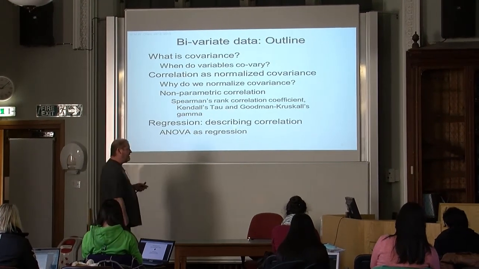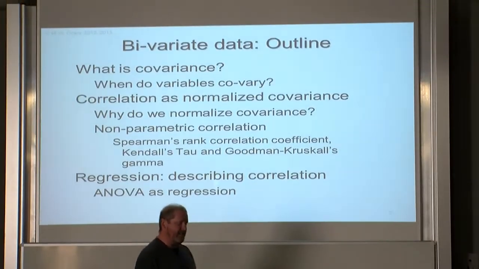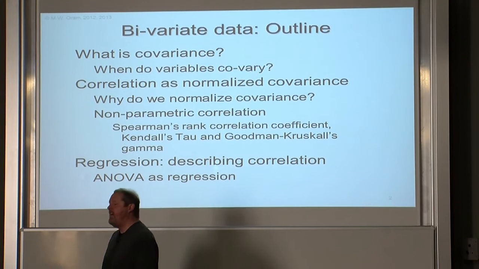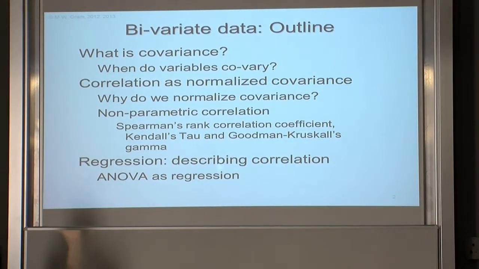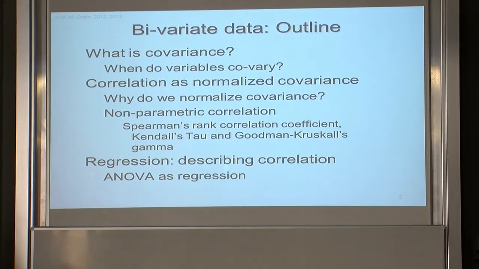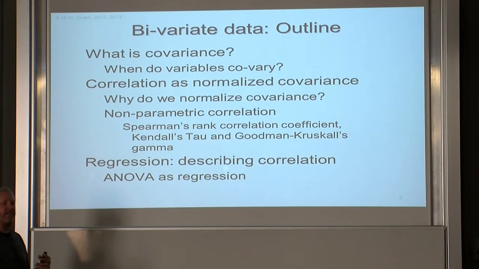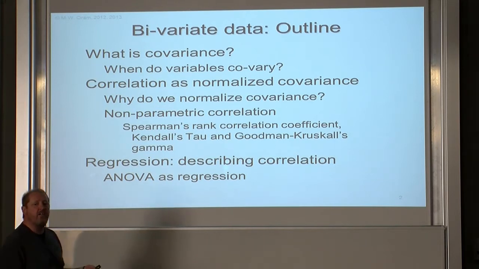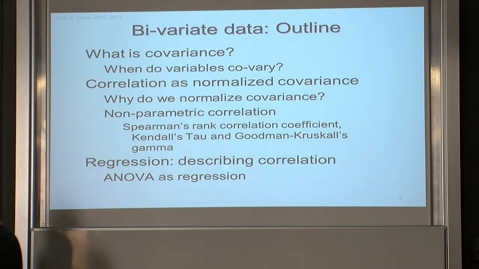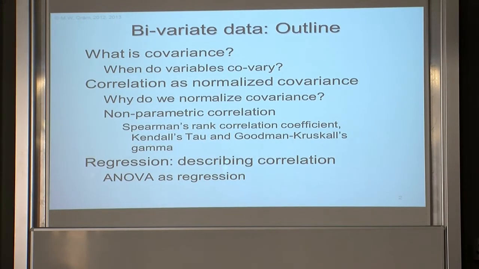Okay, so bivariate data, it's normally obtained if you're doing correlational research, collecting two variables, and then you want to look at the relationships between them. The starting point for it is actually covariance. So the core of bivariate data is looking at covariance, and then we can normalize it, standardize it, just as we did to get the Z-score, to get the normalized normal distribution. We can normalize the covariance, and we'll look at the non-parametric correlations.